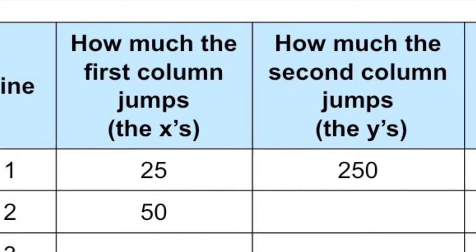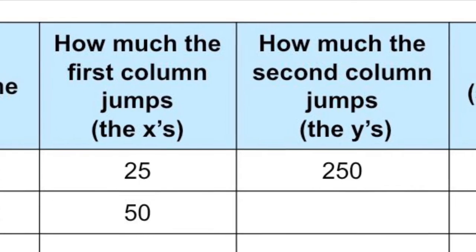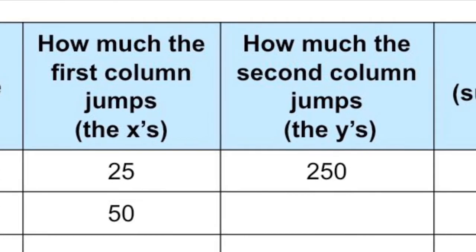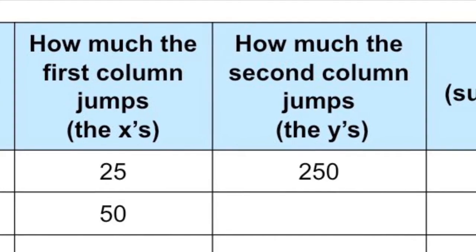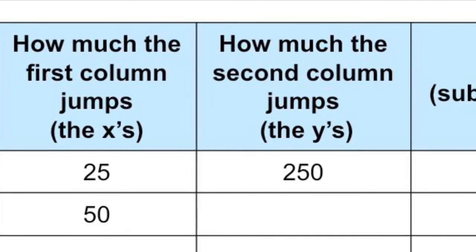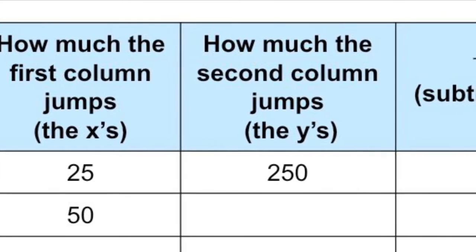So I filled in the table. The first column jumps by 25. The second column jumps by 250. And then the last thing it wants you to do is calculate the rate of change by dividing those 2. That means really we've done subtract, divide. So we need to do that to get the answer.